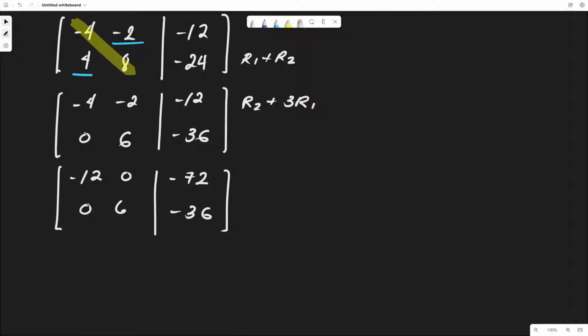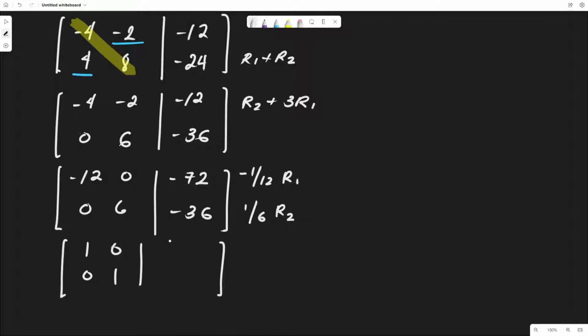So, yung main diagonal na lang gawin nating 1. Dito sa R1, magmumultiply ako ng 1 over 12, para maging 1 yung diagonal natin. Then, dito, magmumultiply ako ng 1 over 6 sa R2. So, this will become 1, 0, 0, 1, which is an identity matrix, we all know. Then, negative 72 times negative 1 over 12, so that is positive 6. Then, negative 36 times 1 over 6, that is negative 6.